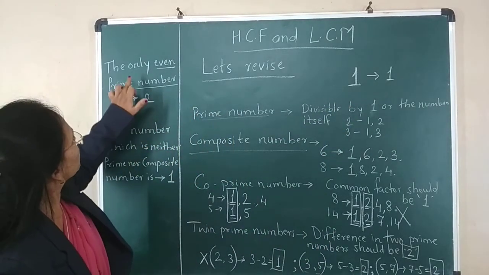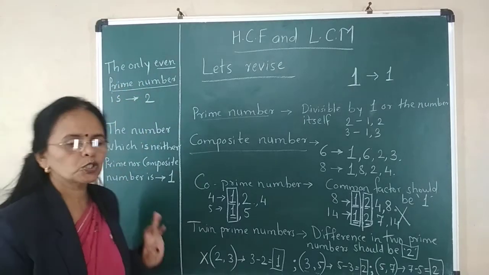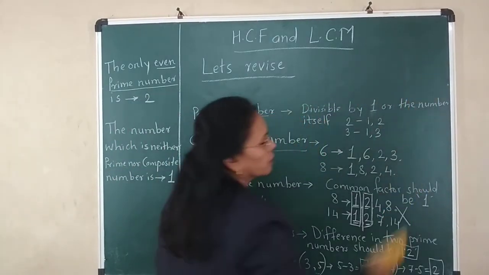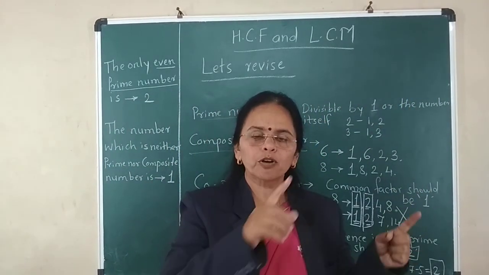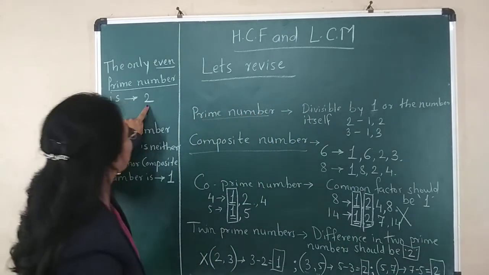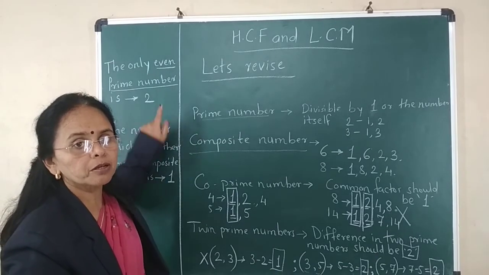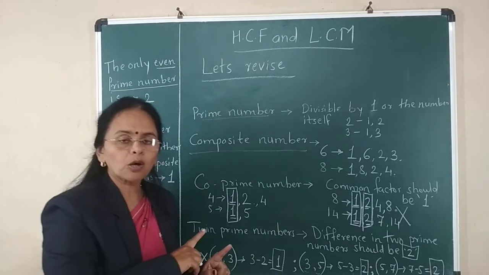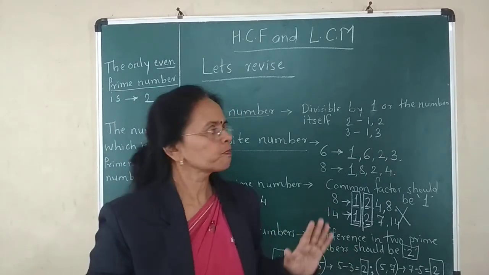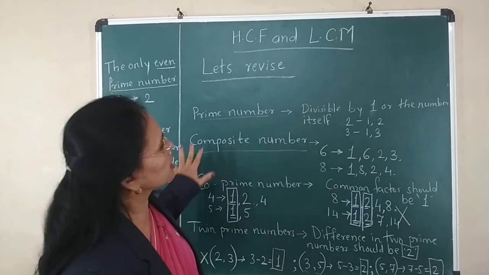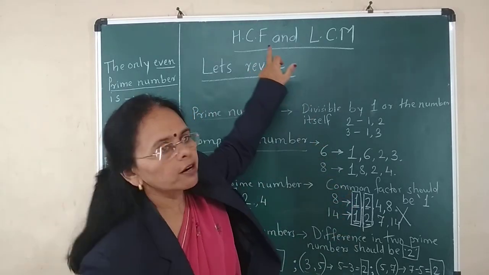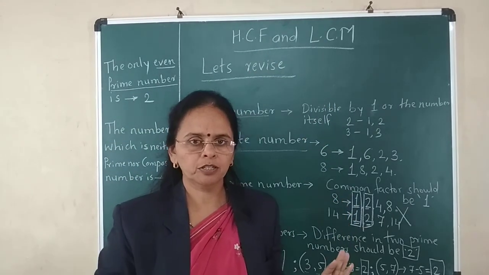Here the only even prime number is 2. If we see the prime numbers from 1 to 100, 2 is the only even prime. 2 is the only prime number which is even. Rest all the prime numbers are odd numbers. Okay. So these are the basics which we have to revise before learning LCM and HCF.